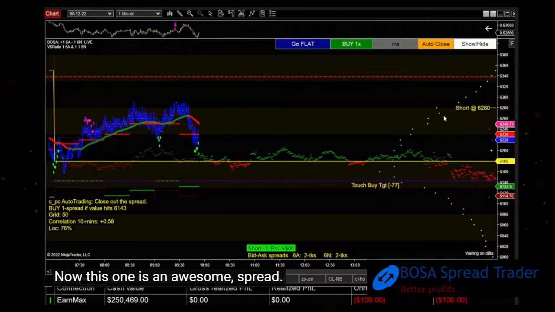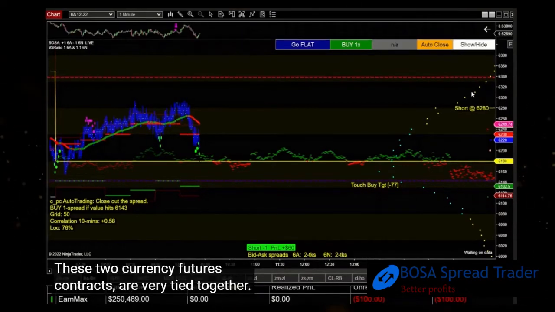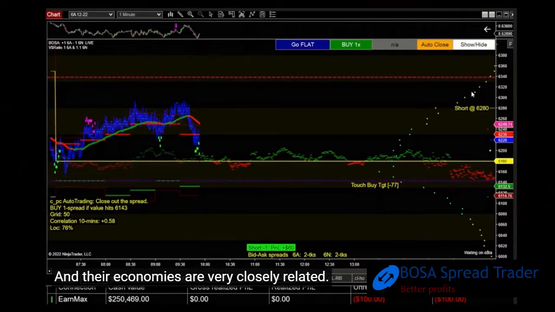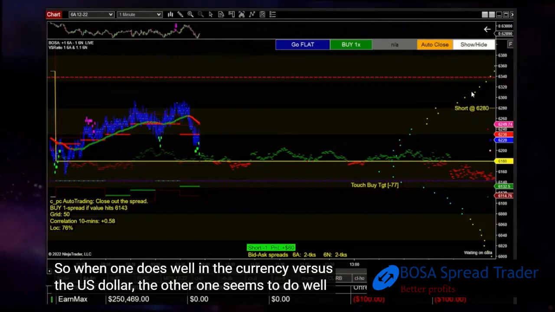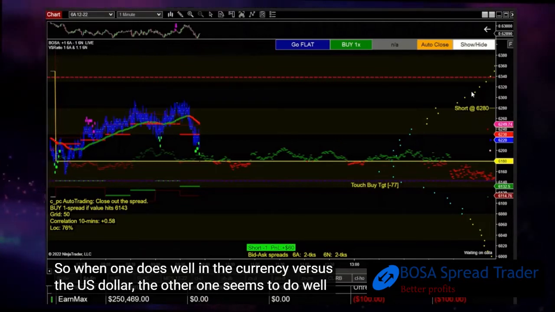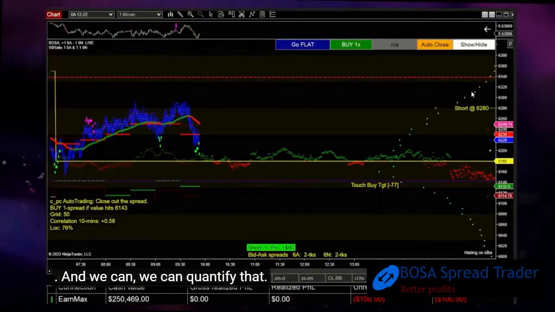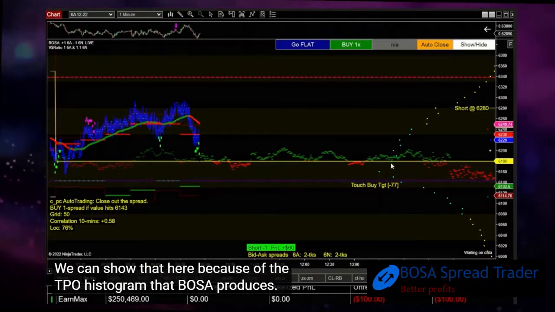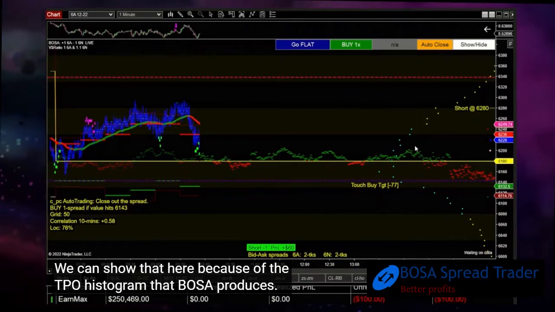Now, this one is an awesome spread. These two currency futures contracts are very tied together. They're geographically close to one another, and their economies are very closely related. So when one does well in the currency versus the US dollar, the other one seems to do well. And we can quantify that. We can show that here because of the TPO histogram that BOSA produces.